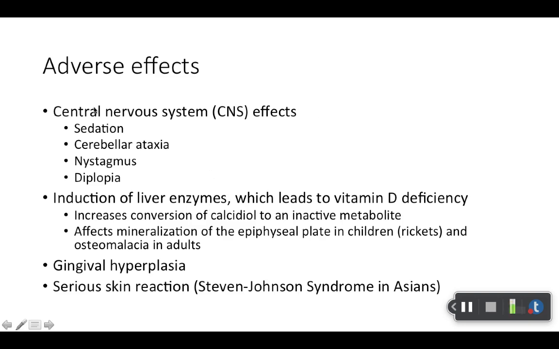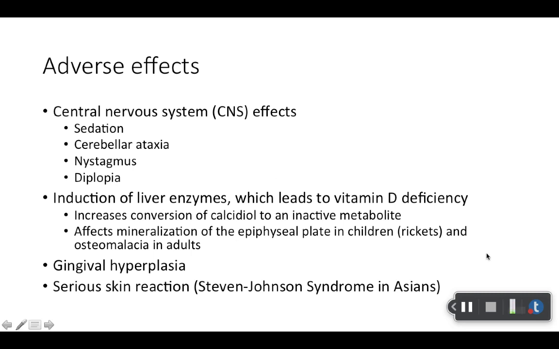Adverse effects. These are important, as usual. I want you to pay attention to these. CNS adverse effects are more common and cause some problems for people. Sedation is one, especially if outpatient with phenytoin. If a patient is naive, that will be one that we'd like to warn them about in the pharmacy. Maybe watch out, it can cause some drowsiness if you're not used to taking it.